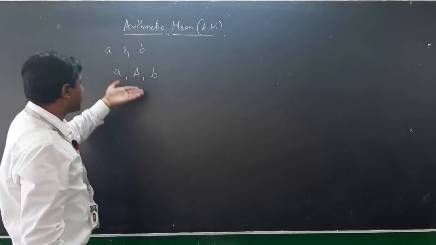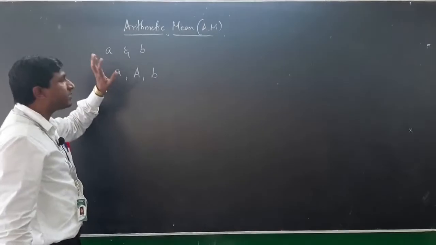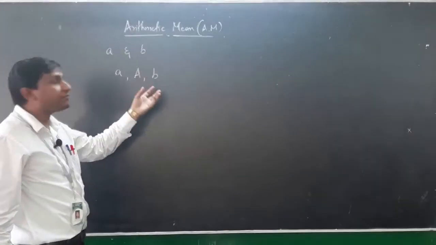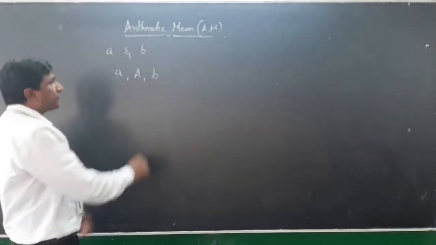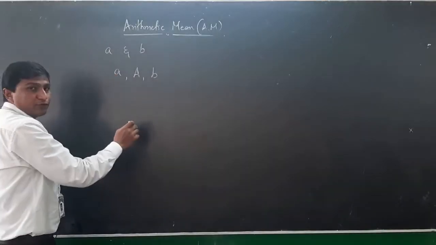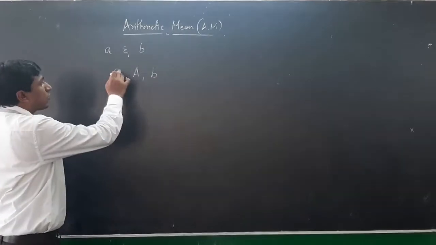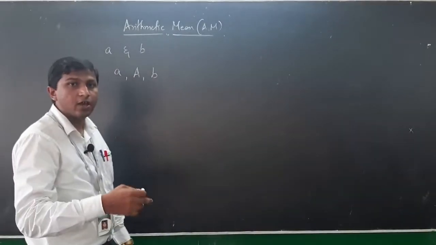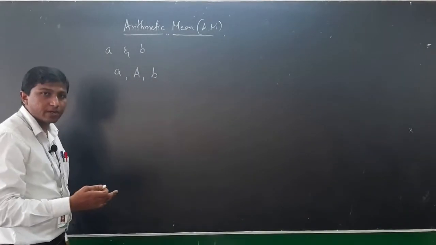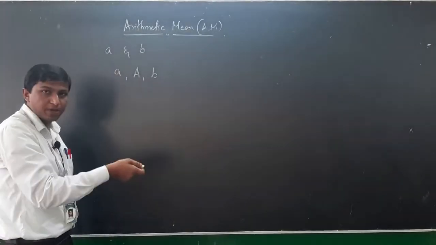So in other words, what is the arithmetic mean of two numbers? If I have two numbers a and b, then a number which comes in between a and b, if capital A is the arithmetic mean, then the sequence of numbers a, capital A, b will be an AP, where capital A is said to be the arithmetic mean of the numbers a and b.